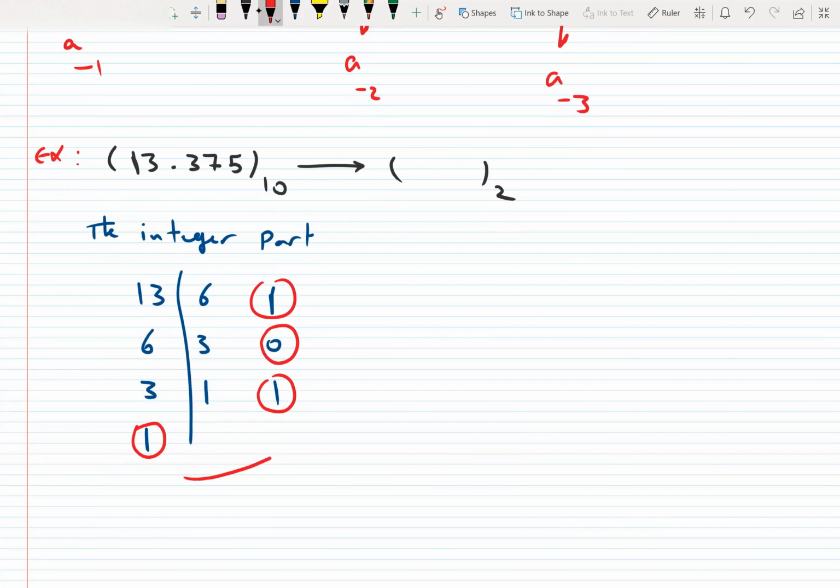0.8 times 8 is 6.4. We keep this 6 as a result, and 0.4 multiplied by 8 is 3.2. We keep this 3. 0.2 times 8 is 1.6. We keep this 1.